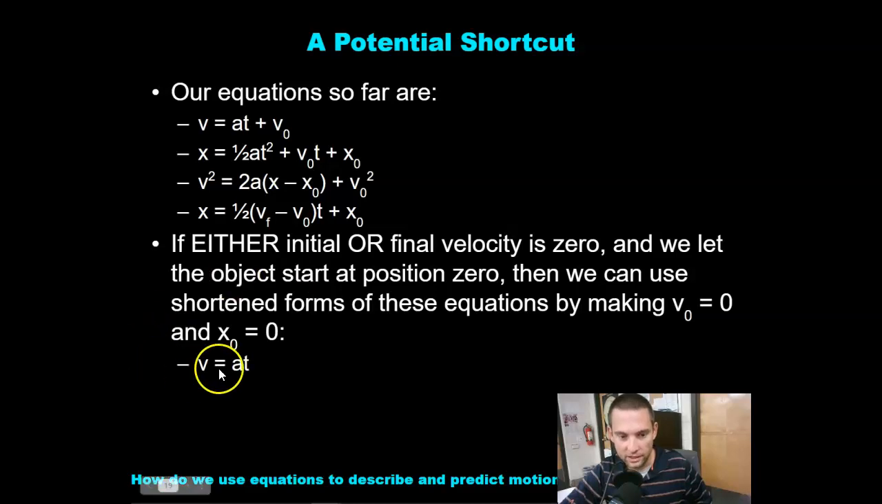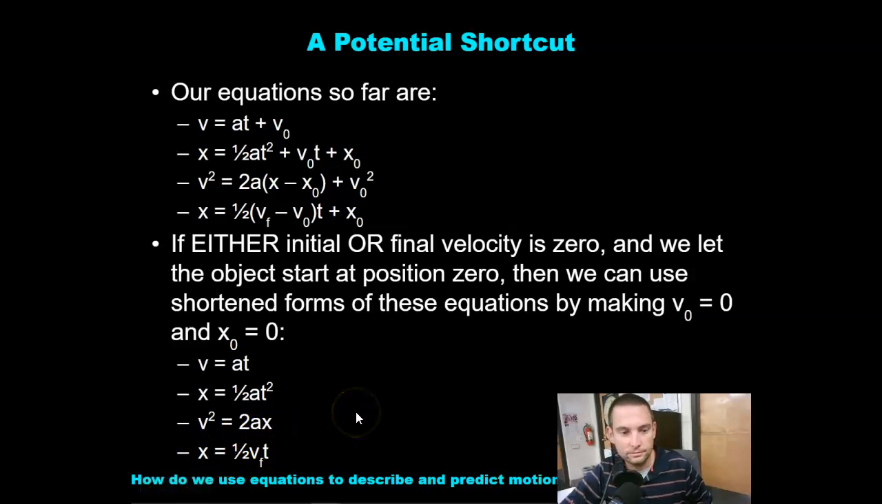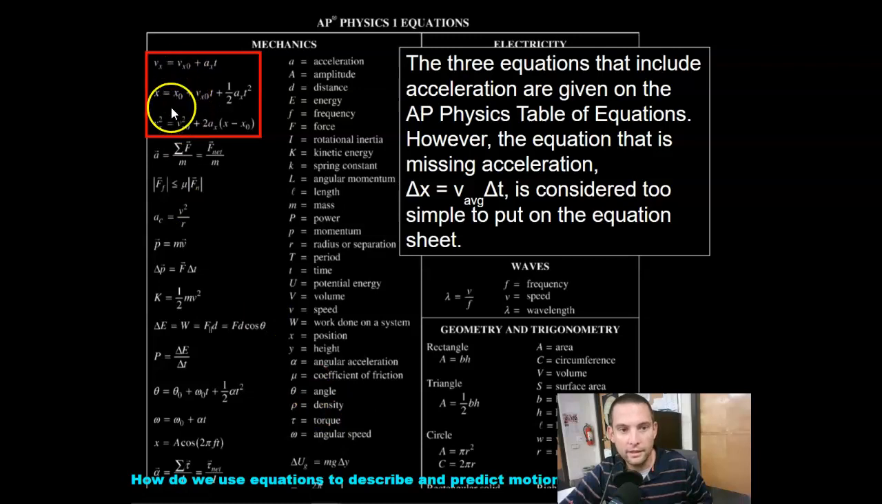So we get v equals at. x equals 1/2 at squared. v squared equals 2ax. And finally, x equals 1/2 vt. There they are on your equation sheet. That's what they look like. Top left, first three equations. I know your equation sheet is going to look a little bit different than this, but the form has not changed.